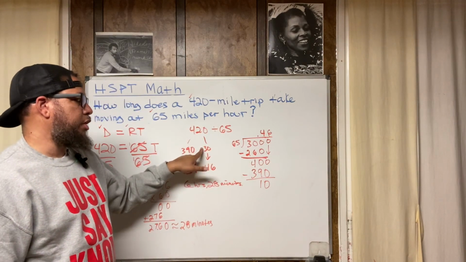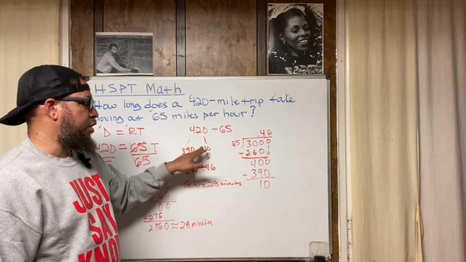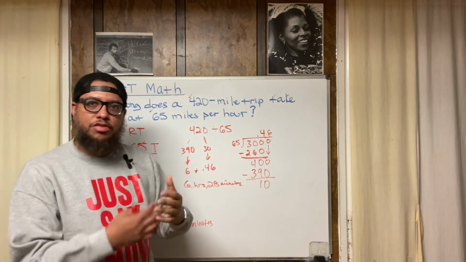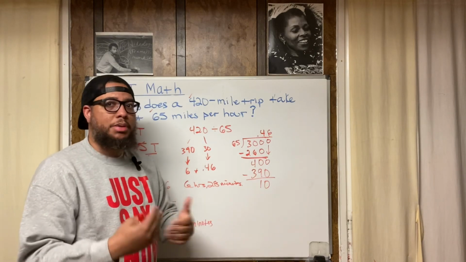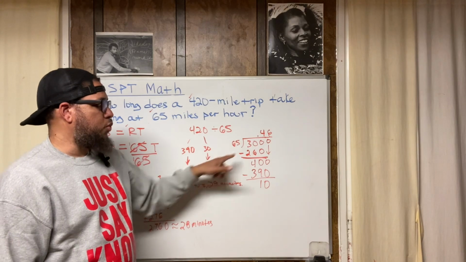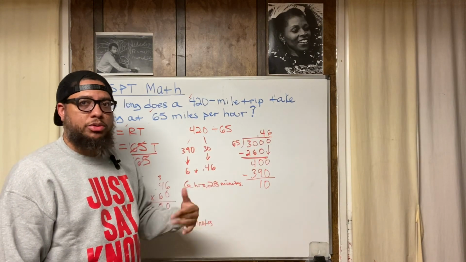What was left over? 30. So then I want to know how many 65s can fit into 30. I know it's going to be a decimal because 65 is more than 30. So how can 65 fit into 30? I know it's going to be a decimal. Only a fraction of 65 can fit into 30. That's why our answer was a decimal. And we already knew that. We knew that was going to happen.